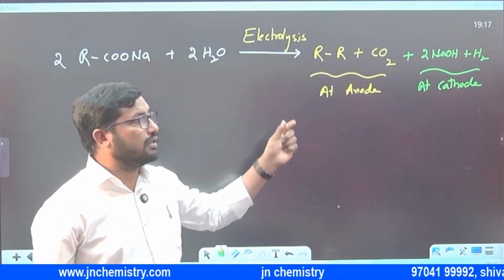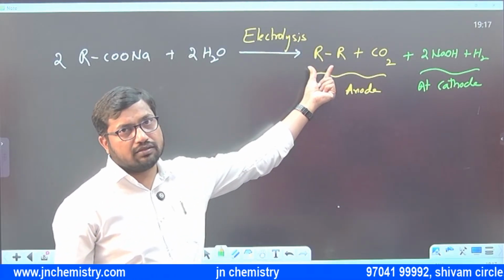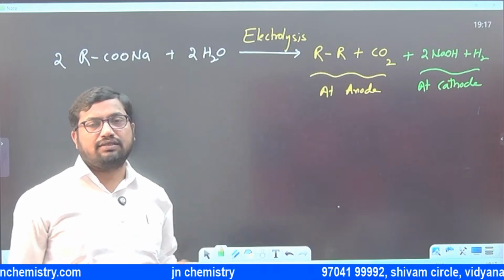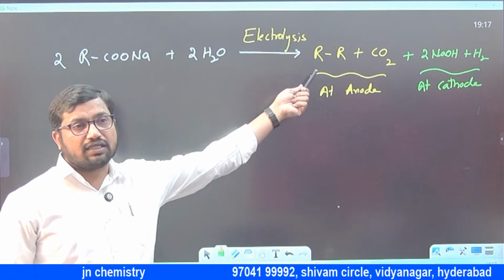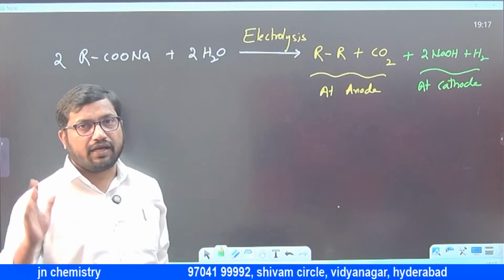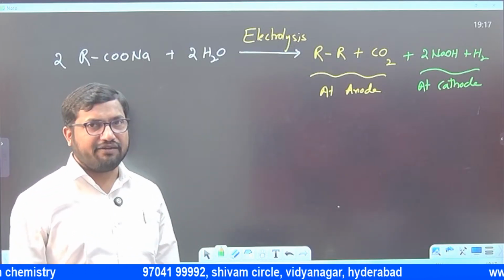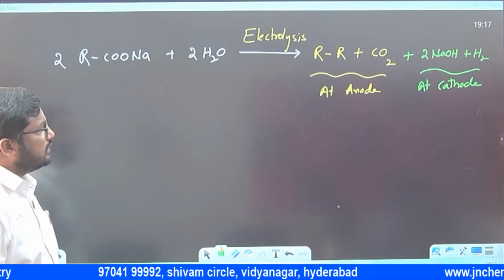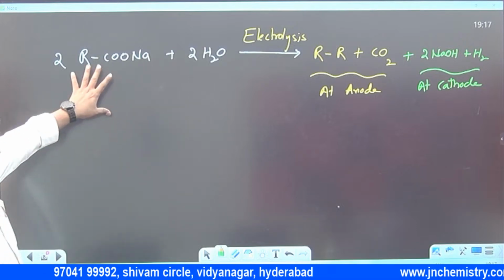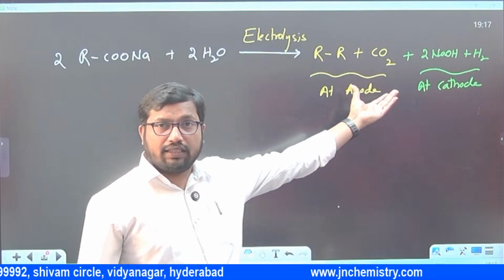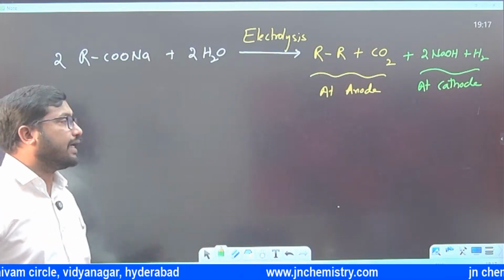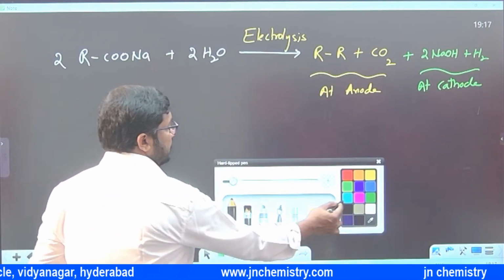To prepare alkane, right? R-R. In this method, we can't prepare methane because 2 R's, or R-R, is forming. We can't clap with one hand, can we? Same thing. So generally they ask which products form at anode and which at cathode, but how do they come? So we'll understand the mechanism.